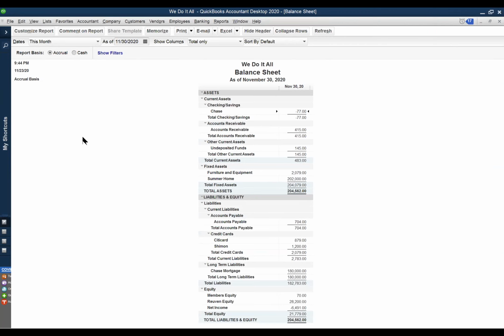Right, but my number, so again, what's your assets? Okay, fixed assets, I have furniture and equipment, 2,079, summer home is 202,000. Total fixed assets is 204,079. Total assets is 204,562. Okay, so the top part is correct. Obviously, your bottom part is also equal to that number. The question is if you got all the line items right.